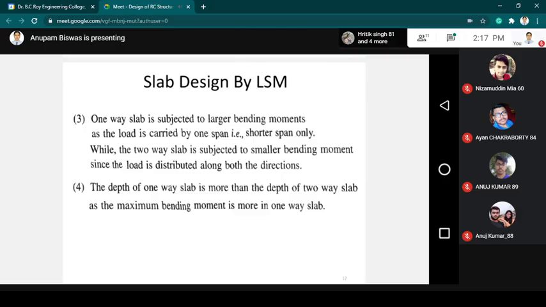Whereas for a one-way slab, the shorter span carries the maximum bending moment, so there is a larger deflection, and hence the largest bending moment is found in the one-way slab because of the shorter span, and since the support is only in two directions, not in four directions.